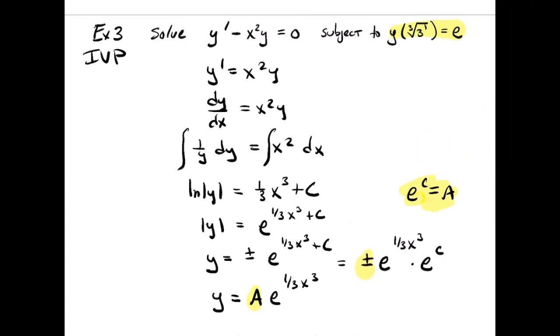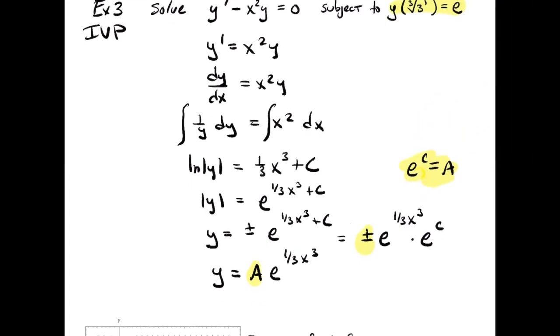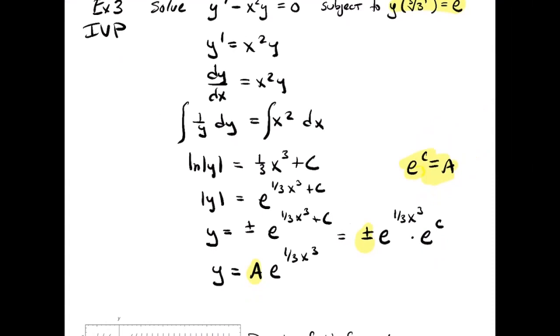We said that when x is equal to the cube root of 3, y is equal to e. Okay, so I'm going to try to squeeze that in there. y is equal to e when x is the cube root of 3. Well, the cube root of 3 cubed is 3, and 1/3 times 3 is 1. So the right-hand side is also e, so that determines my constant in this case is 1.